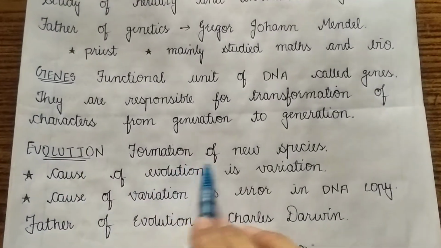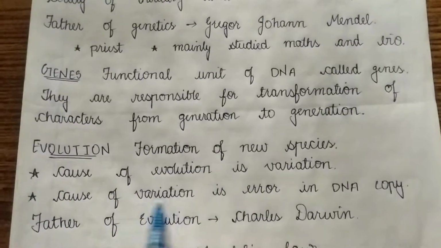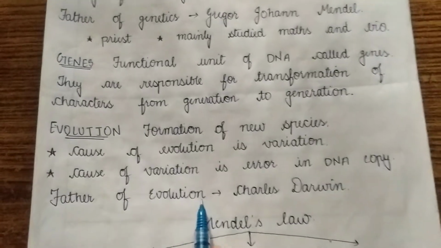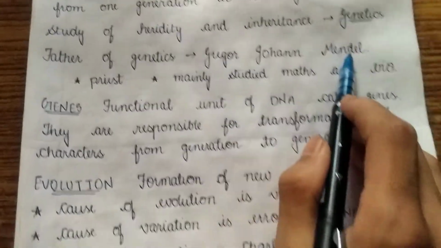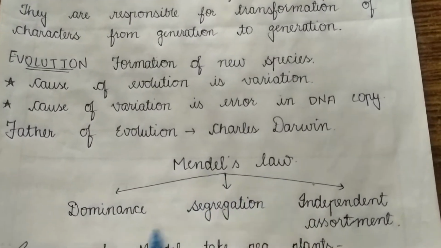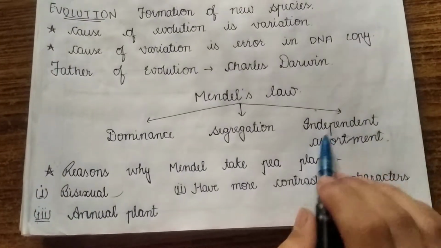Evolution leads to the formation of new species, and the cause of evolution is variation, and the cause of variation is error in the DNA copy. And father of evolution is Charles Darwin, and father of genetics is Gregor Johann Mendel. Now we will see three Mendel's laws. First is law of dominance, law of segregation, and law of independent assortment.